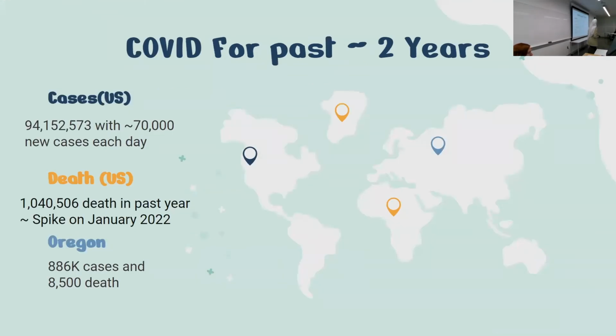So we have been dealing with COVID for the last 2 years. A lot of people think that it's kind of leaving, but we just saw a spike in January of this year. Just looking at the US, there have been about 94 million cases, with about 70,000 new cases each day and 1 million deaths in just the past year. And when we look at Oregon, there have been 886,000 cases with 8,000 deaths.